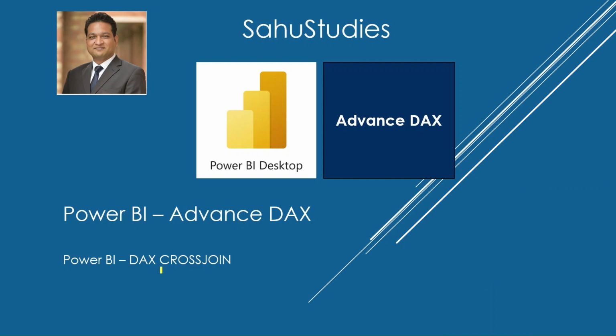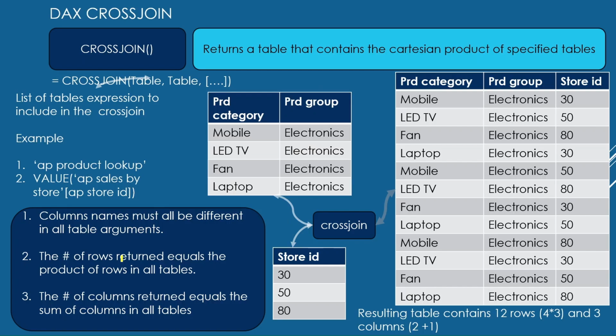In this video, we are going to discuss cross join in Power BI. So what is cross join? Why do we generally use cross join? Cross join returns a table that contains the Cartesian product of the specified tables. Whenever we use cross join between two tables, it will return a new table, and the new table has data which is equivalent to the Cartesian product of the two tables which we have specified.